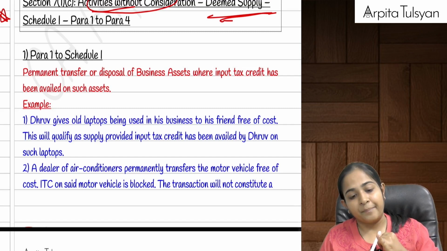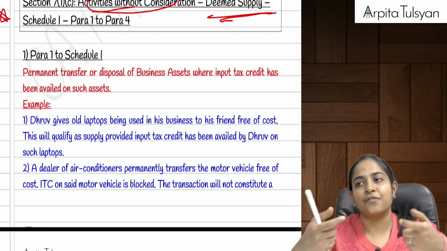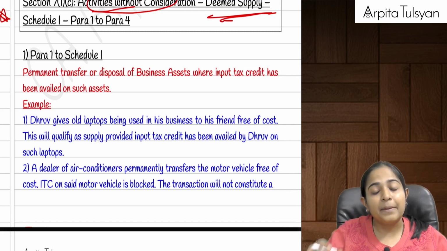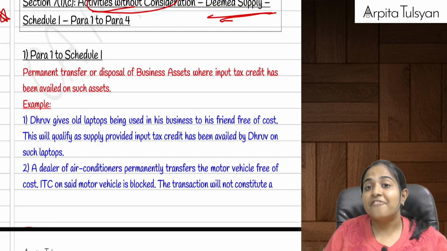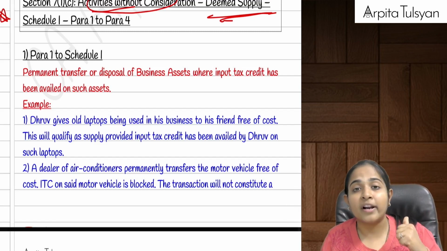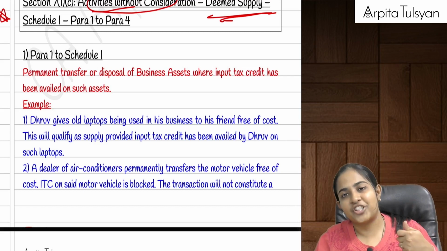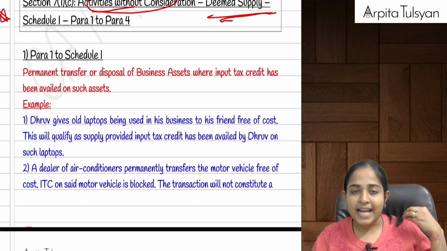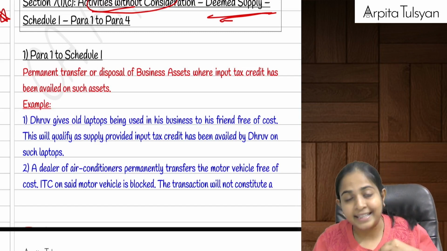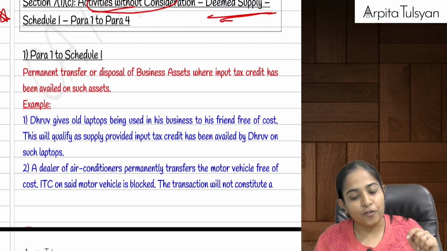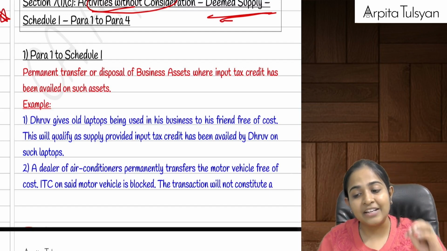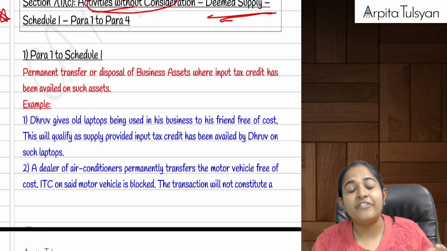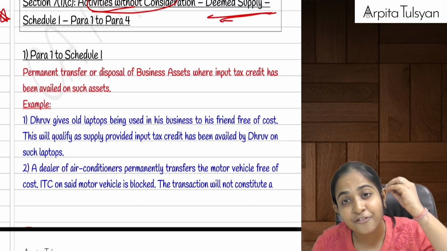In para 1, if there is any permanent transfer or disposal of business assets. If we are selling any business asset permanently, on which input tax credit was already claimed, meaning when we purchased that capital asset we took input tax credit because we had paid taxes on it, we took the benefit of that credit, but now we are selling it off, even if it is sold for zero consideration, meaning I have given it for free to someone.